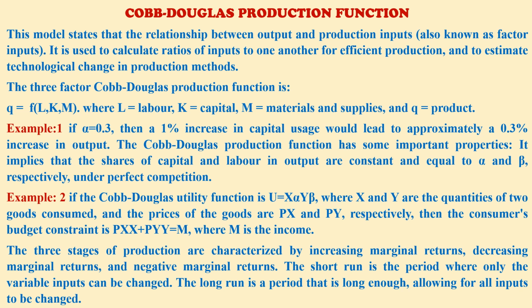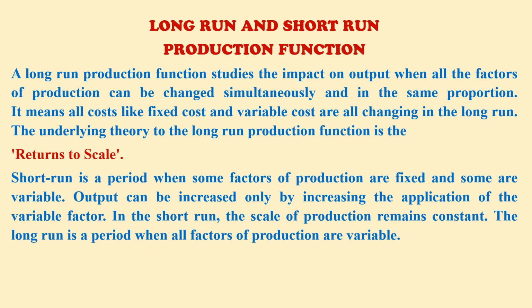The short run is the period where only the variable inputs can be changed. The long run is a period that is long enough, allowing for all inputs to be changed. Long run and short run production function. A long run production function studies the impact on output when all the factors of production can be changed simultaneously and in the same proportion. It means all costs like fixed cost and variable cost are all changing in the long run. The underlying theory to the long run production function is the returns to scale.